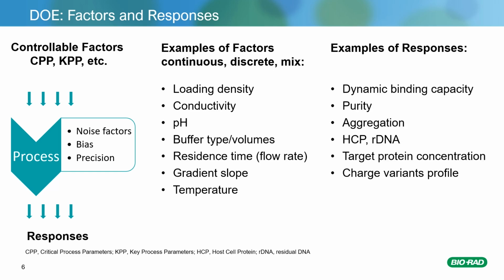Responses can be divided into two groups. One is product quality attributes, and this includes purity, aggregate, and impurities levels, charge variant profile, or any relevant quality attribute. The second group includes process performance indicators, and this includes dynamic binding capacity, protein concentration, and others.